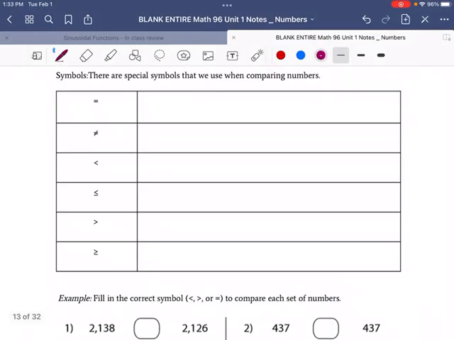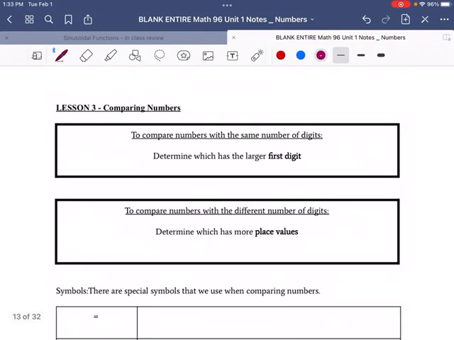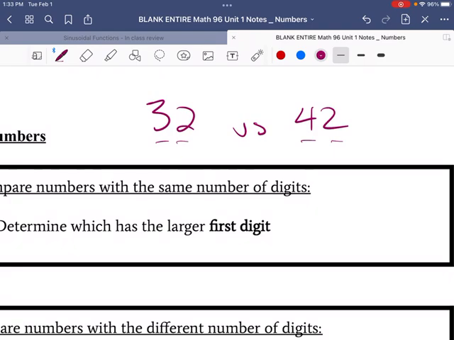All right, lesson 3, comparing numbers. To compare numbers, if they have the same number of digits, like 32 versus 42, there are 2 spots there and 2 spots there. So how do you compare which one's bigger? To do this, you look at the first number. Is 4 or 3 bigger?